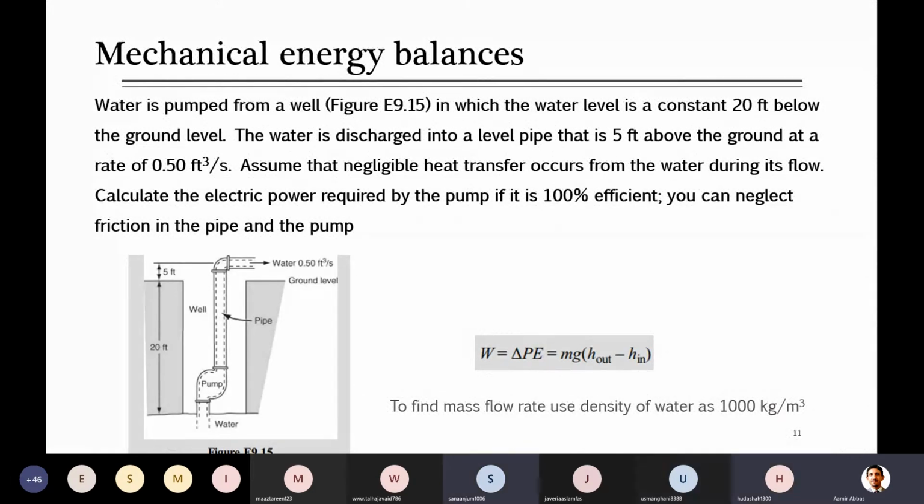Negligible. Q is equal to 0. Simply negligible means Q is 0. Good. It occurs from the water during its flow. Calculate the electric power required by the pump if it is 100% efficient. Power requirement, work, you have to calculate. You know that work per unit time is power. So you can neglect the friction in the pipe and the pump.